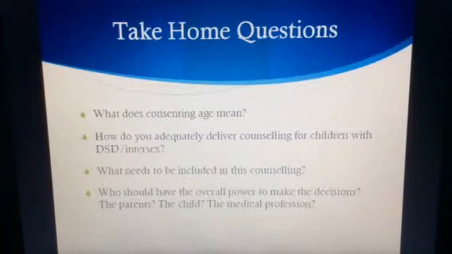Some questions to take home. What does consenting age mean? How old is this? How do you adequately deliver counselling for children with DSD or intersex? What needs to be included in this counselling? And who should have the overall power to make the decisions? Is it the parents, the child, or the medical professional?